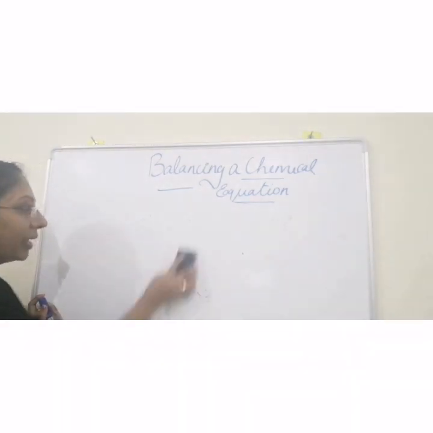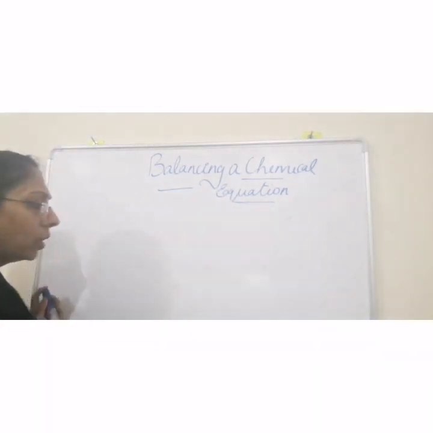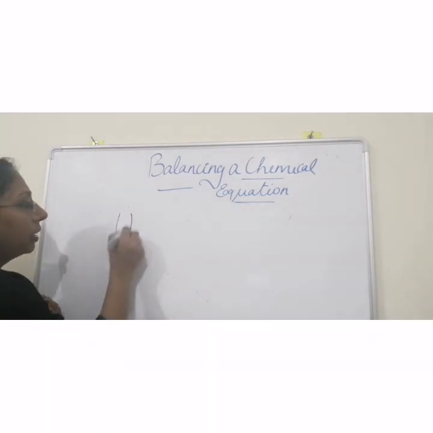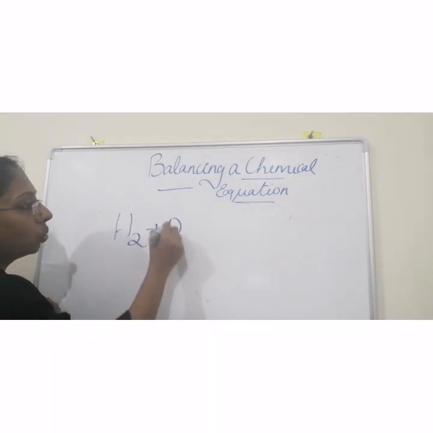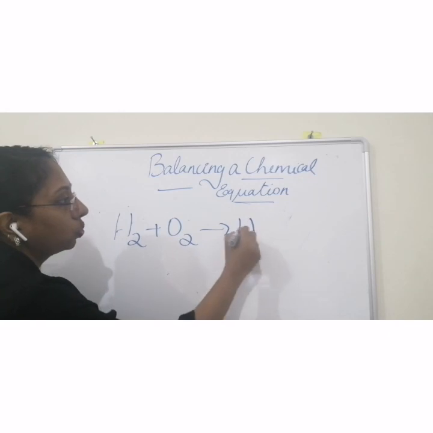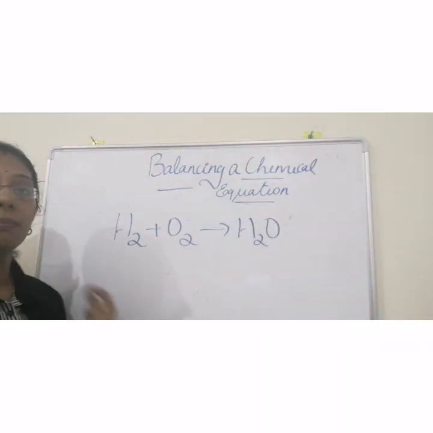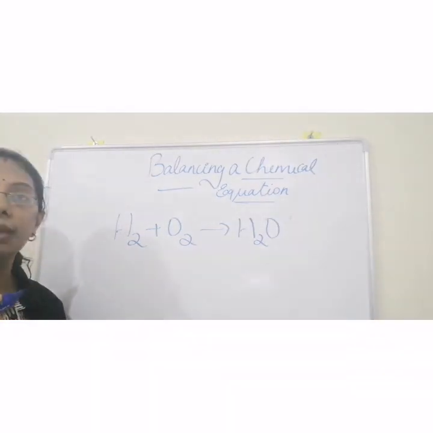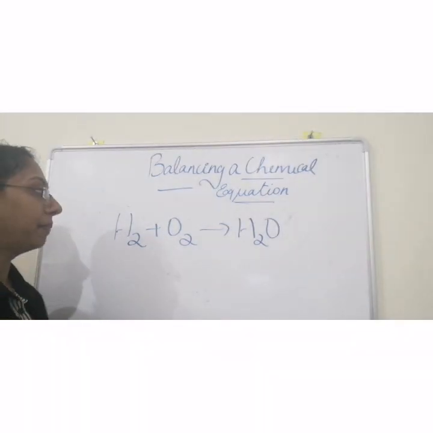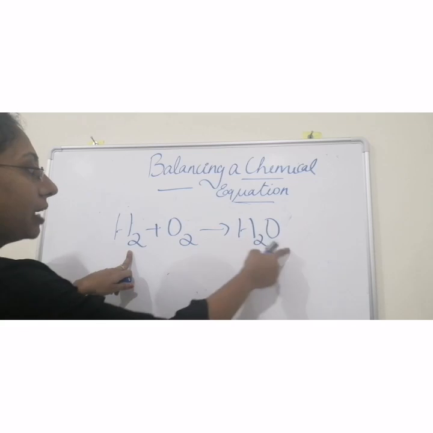Now I'm not going to write these steps to balance this. Simply I will show how we can balance the equation by looking at the equation. H2 plus O2 gives H2O. When you are writing on paper, better you balance by using a pencil, so it will be easy for you to rub out. So H2 plus O2 gives H2O.